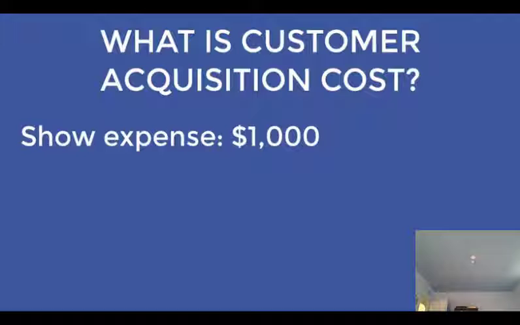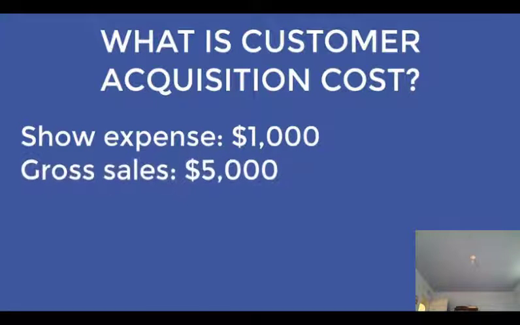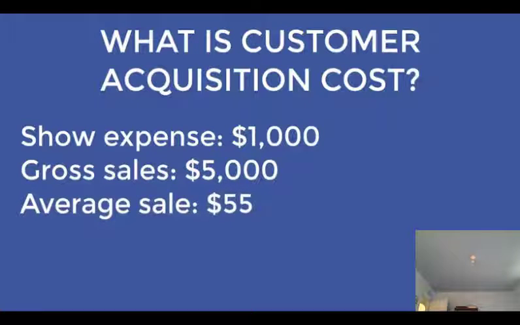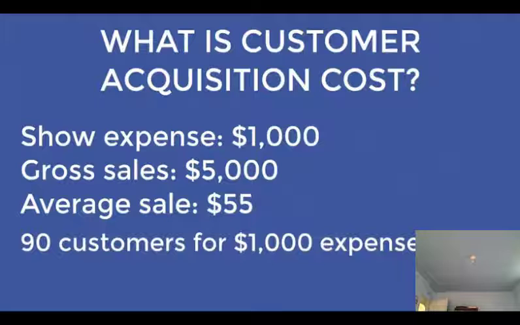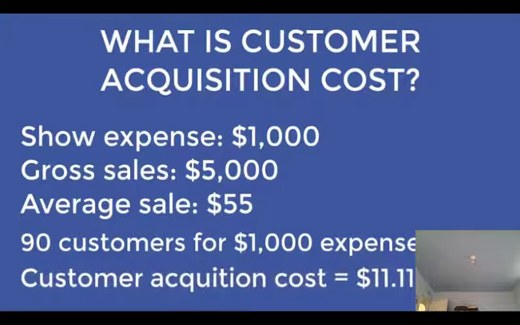So let's say we have $1,000 in cost, all right? That's your booth, your hotel, your travel, nothing else. Let's keep it real simple. So let's say your gross sales at this show are $5,000, and let's say your average sale is $55. And you can figure that out from your credit card processor summary, okay? So let's divide the $5,000 in gross sales by your average $55 sale. That gives you 90 customers. So you had 90 customers for your investment of $1,000. So 90 customers for $1,000 invested. Let's divide the 1,000 by 90 and you come up with a customer acquisition cost of $11.11. Now, if you didn't even gross $5,000, your customer acquisition cost is going to be a lot higher than that.